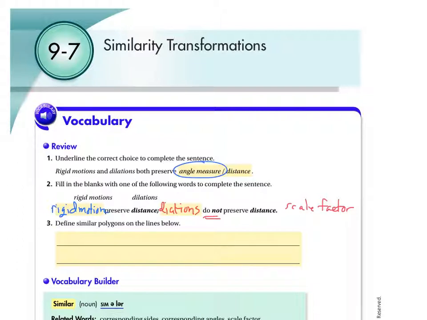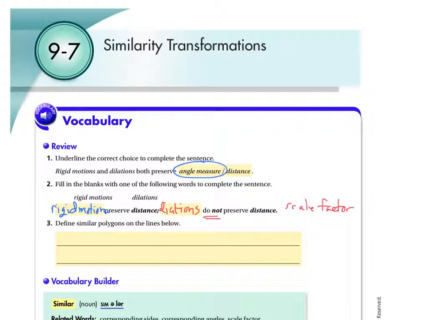Define similar polygons on the lines below. Josie was complaining about the ancient review, but you had a review on similar figures. What is your definition of similar figures? What's congruent? Angle measures, and then what do you know about side lengths? How are they different? Say that they're proportional, right? Didn't we just do a problem up there?